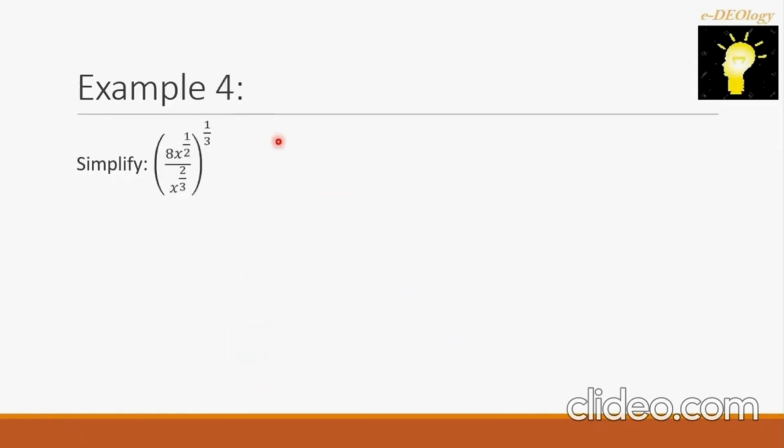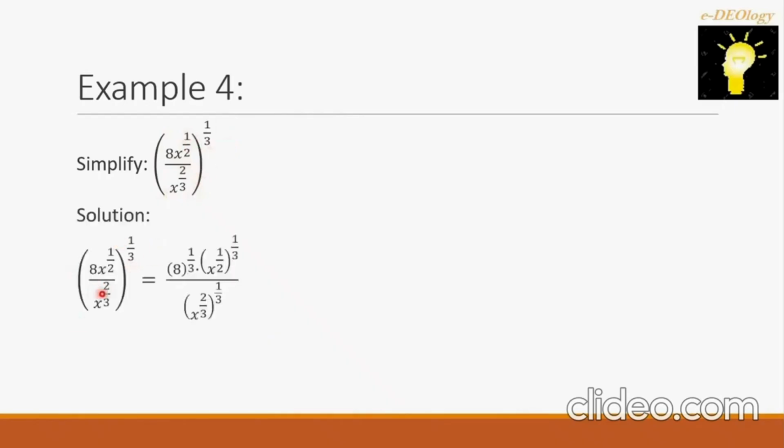Let's have example 4. This time we have a fraction here. In the numerator we have 8x raised to 1 over 2 all over the x raised to 2 over 3, and the expression is raised to 1/3. So I will copy the problem down here. Next, the 1/3 exponent I'm going to distribute to the 8, to this x raised to 1/2, also to the x raised to 2/3 in the denominator.